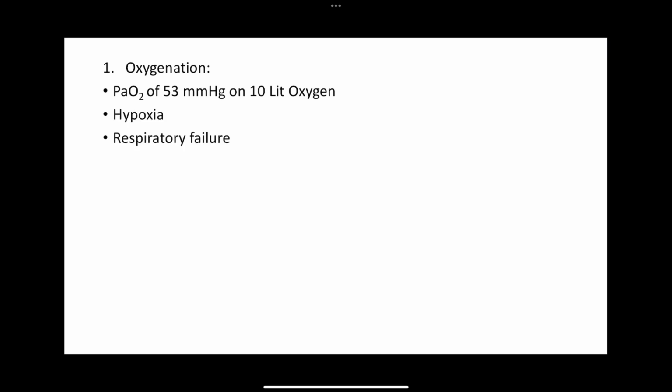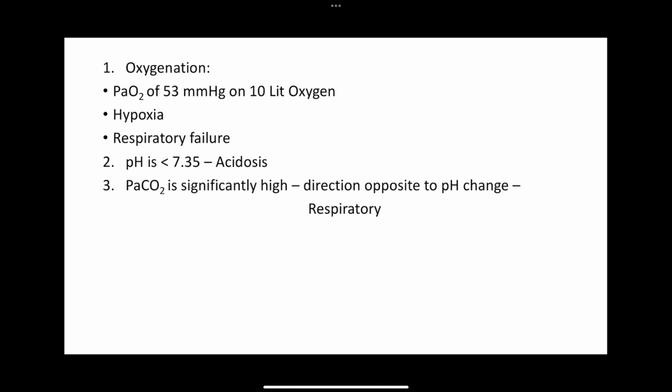hypoxia. So, it is definitely a respiratory failure, but we don't know yet which type of respiratory failure she has. So, we see the pH. Now, pH is less than 7.35, which indicates acidosis. Now that we know there is acidosis, we have to check whether CO2 is responsible for the same. So PaCO2 is significantly high in the direction opposite to pH change, which indicates a respiratory cause. So in the context of low PaO2, a high PaCO2 suggests type 2 respiratory failure.